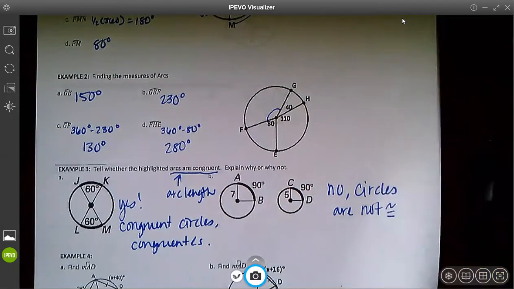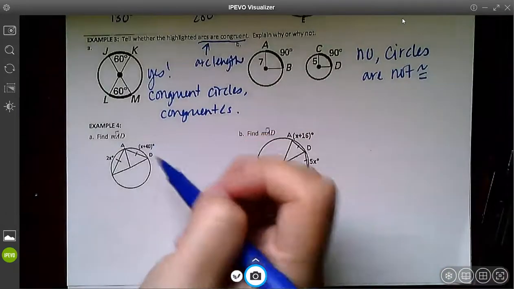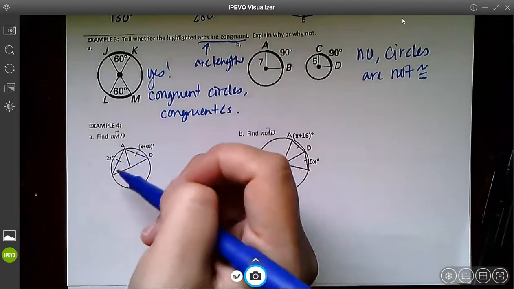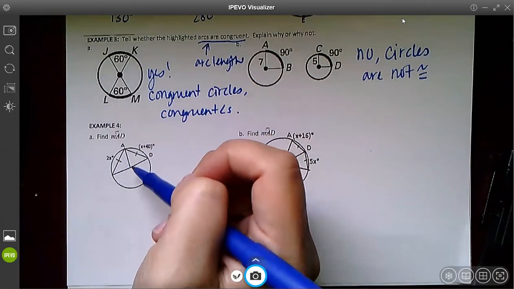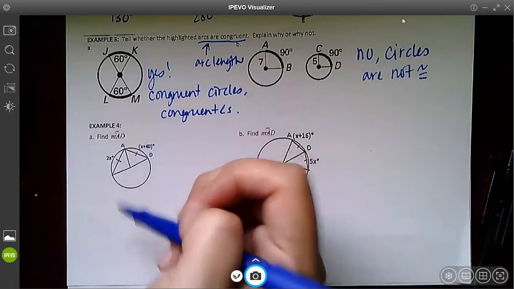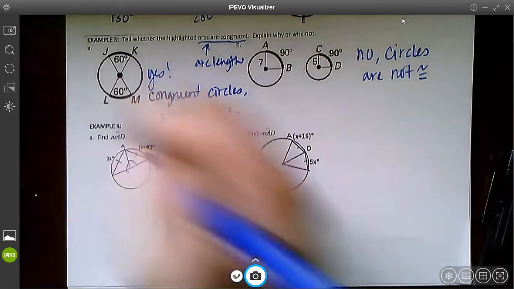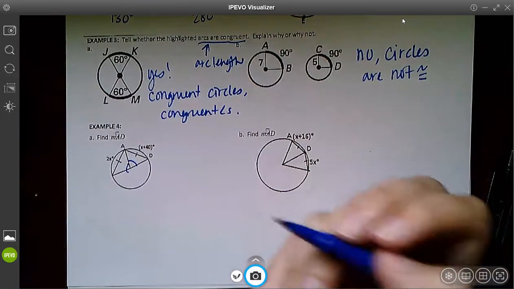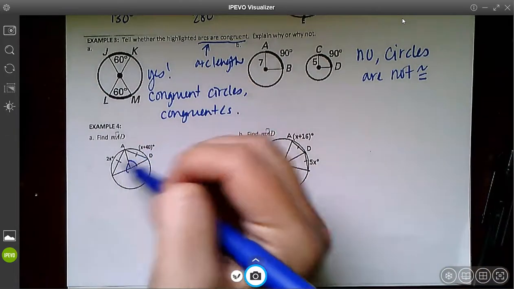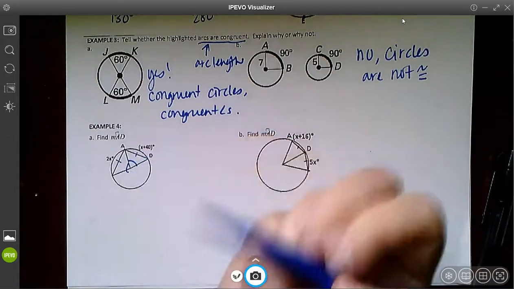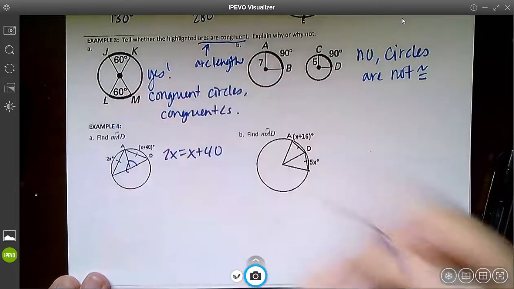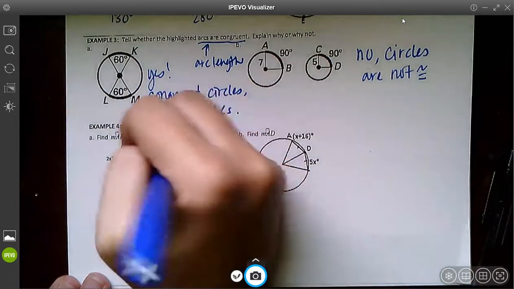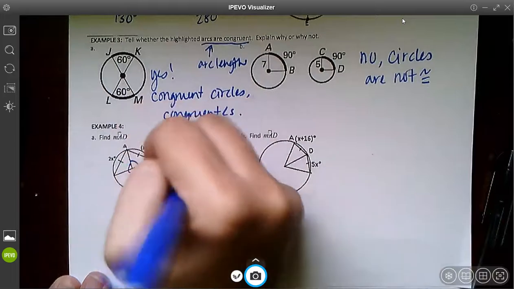The next one. When we have segments or chords like this in a circle that are congruent, then they have the same angle measure. So that means that this arc and that arc are congruent, this angle and this angle are congruent. So you can set those equal to each other. We know that those chords are congruent because of the notches there, they're marked congruent. So you have 2x equals x plus 40. Subtract x from both sides, x equals 40.